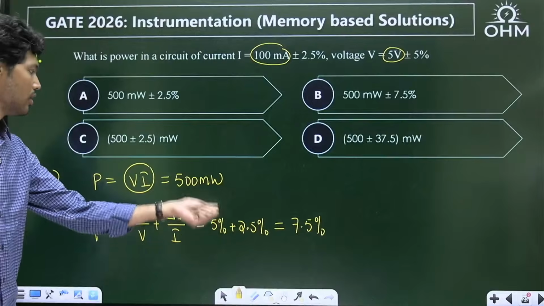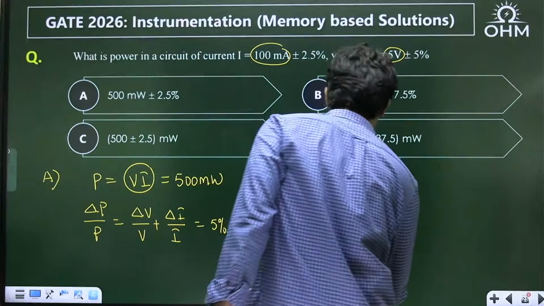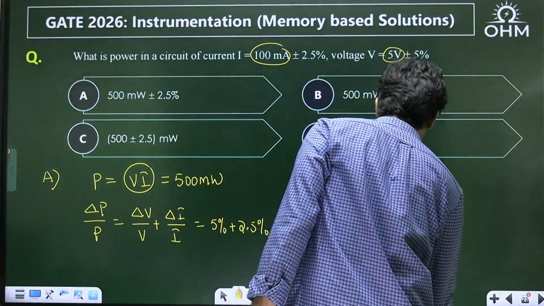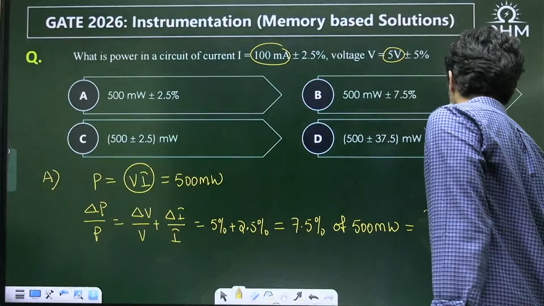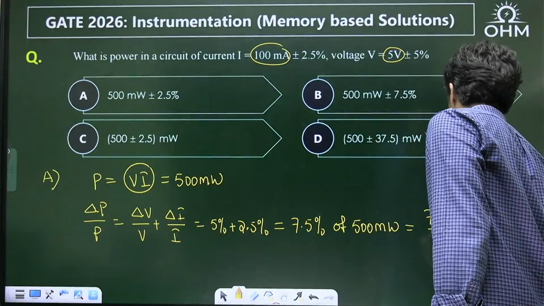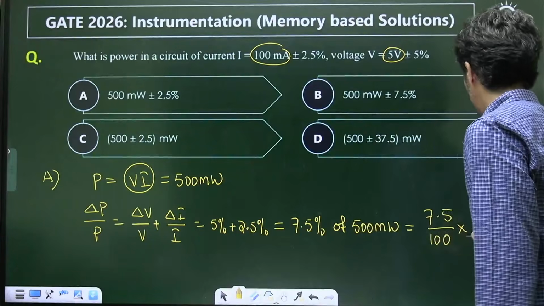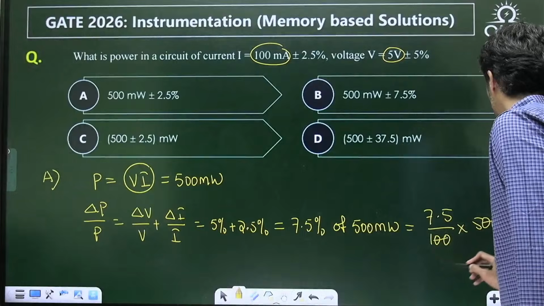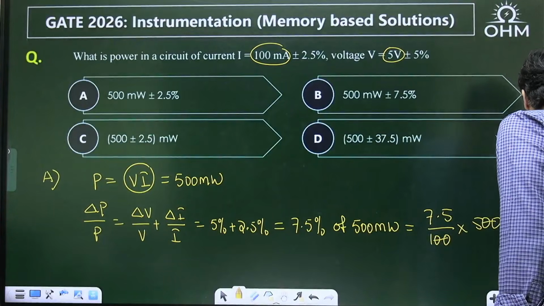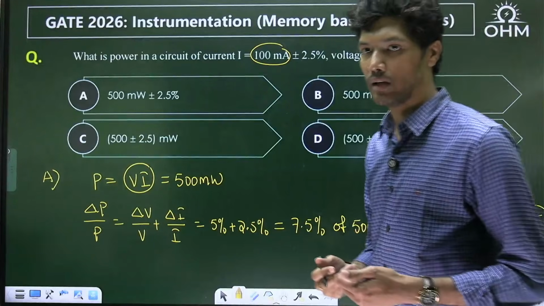7.5% of what? Of your actual measurement. Okay, so 7.5% of 500 milliwatt. How much is this number? 7.5 by 100 into 500. This is in absolute terms. If you do the cancellation, this turns out to be 37.5 milliwatts. So this is the worst case error that we will have.